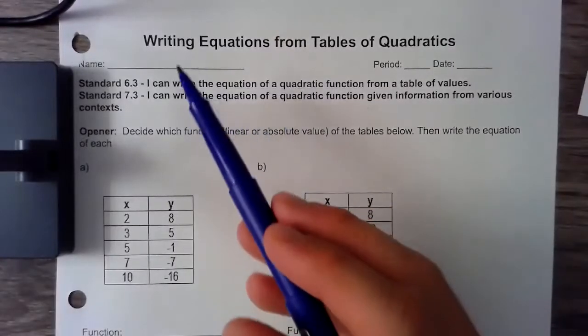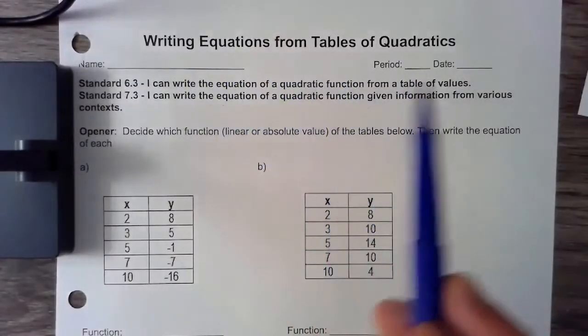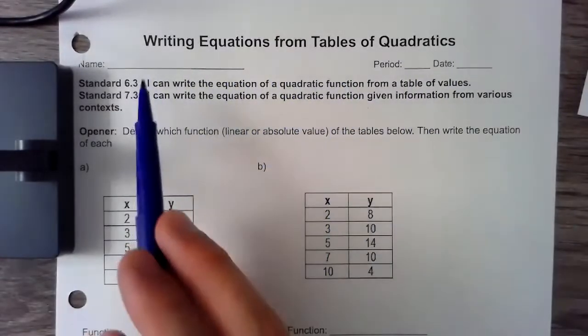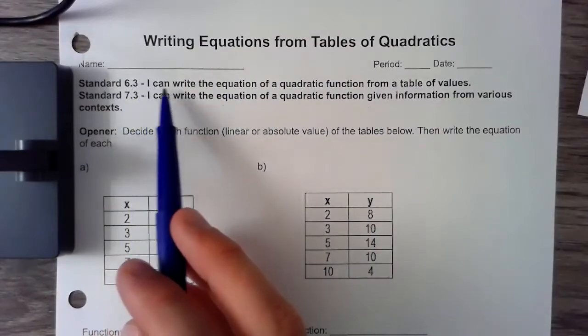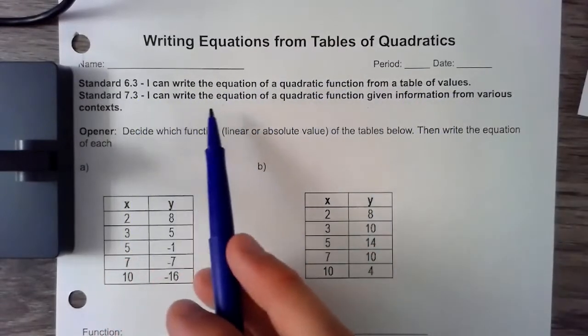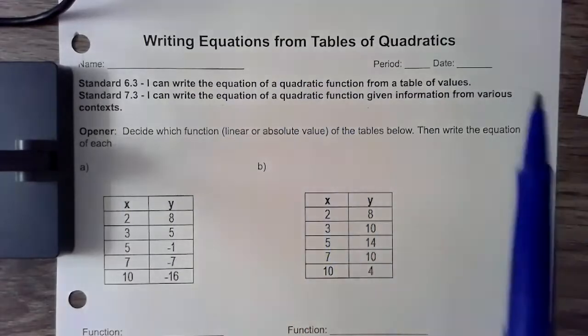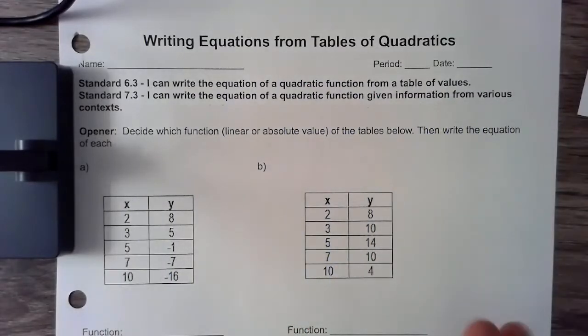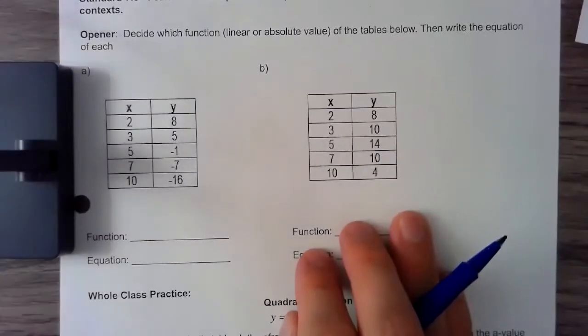In this unit, we're going to be writing equations from tables of quadratic functions. So the standards that we're working on are writing the equation of a quadratic function from a table of values, and then also writing the equation of quadratic functions given information from various contexts. Before we get into that, I'm going to have you work through this opener.